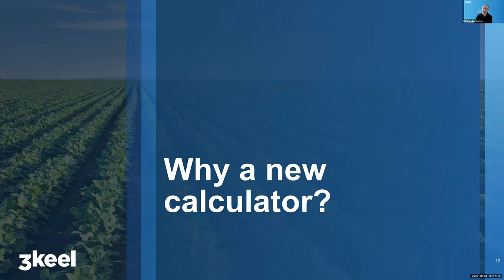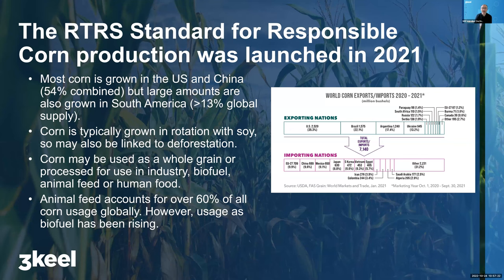So with that as the technical background, which is captured in the technical report, there's just the question of why it is that we have a refined calculator from one that was launched a couple years ago. First of all, and most importantly, RTRS has come out with a new corn production standard that was launched in 2021, which then led to reasonable questions of, well, how do I know how much corn is perhaps present within my supply chain, direct or indirect?